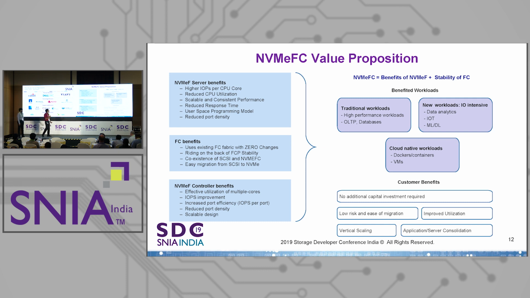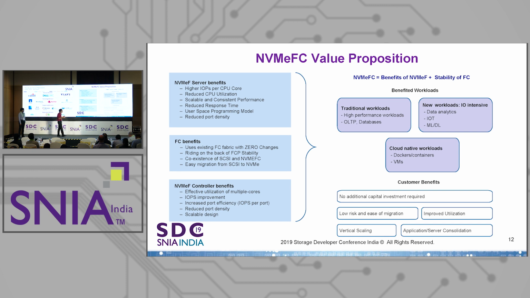When we talk about FC benefits, it uses the existing FC fabric with zero changes. I have already told you that what is required is a generation 6 adapter which has the capability of both SCSI and NVMe-FC, so with zero changes you can use it. It rides on the back of FCP stability. FC is very reliable. It has the concept of buffer-to-buffer credit, and it knows how to handle congestion in the infrastructure.